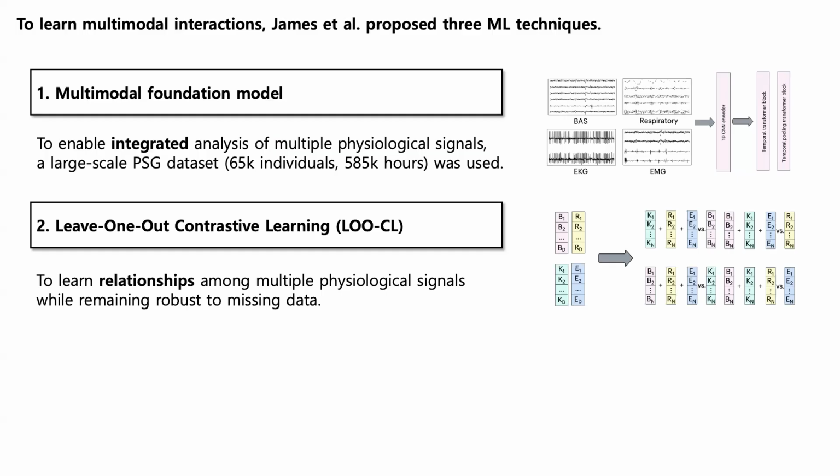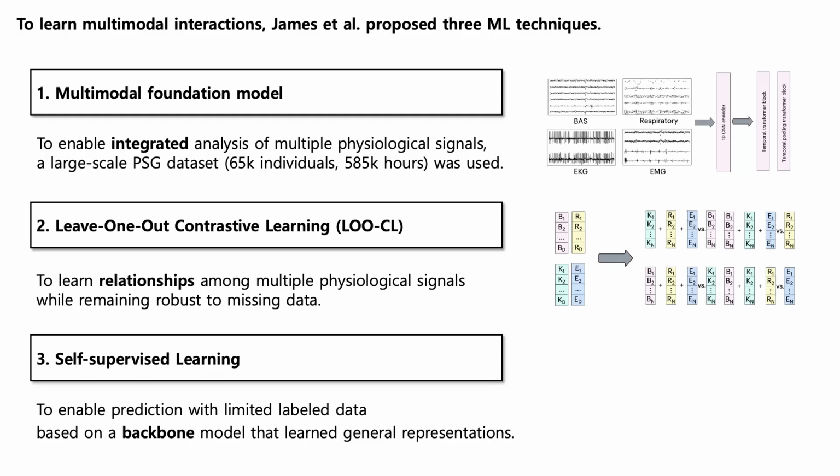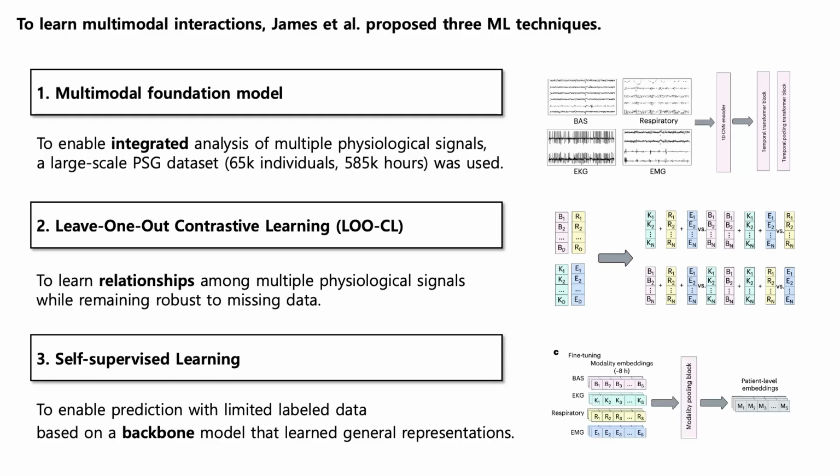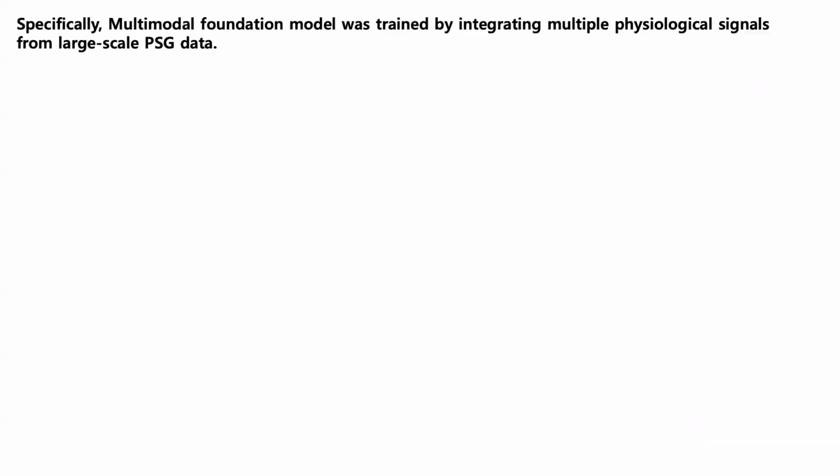Each feature map is compared to each other, and then they calculate a loss function to train a model. And then they proposed self-supervised learning to enable prediction with limited labeled data, based on a backbone model that learned a general representation. Then based on this backbone model, we can fine-tune the model with the limited labeled data. Let's check one by one.